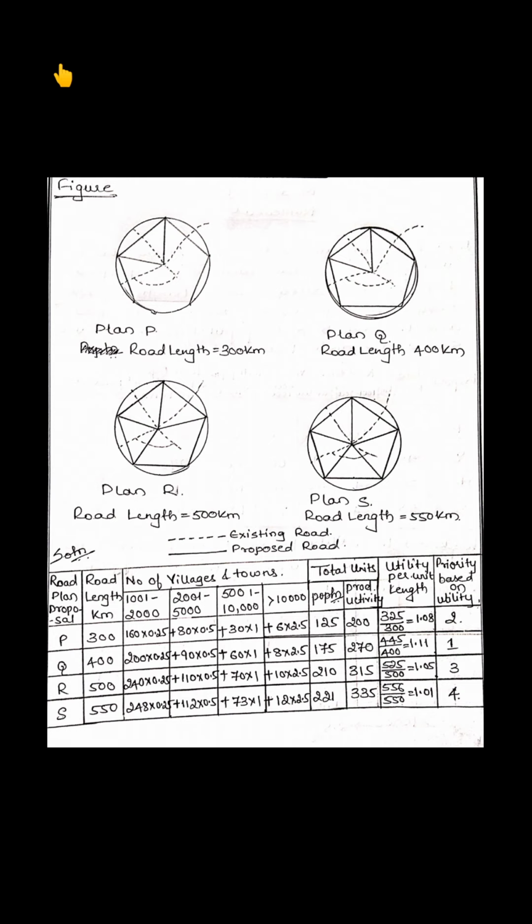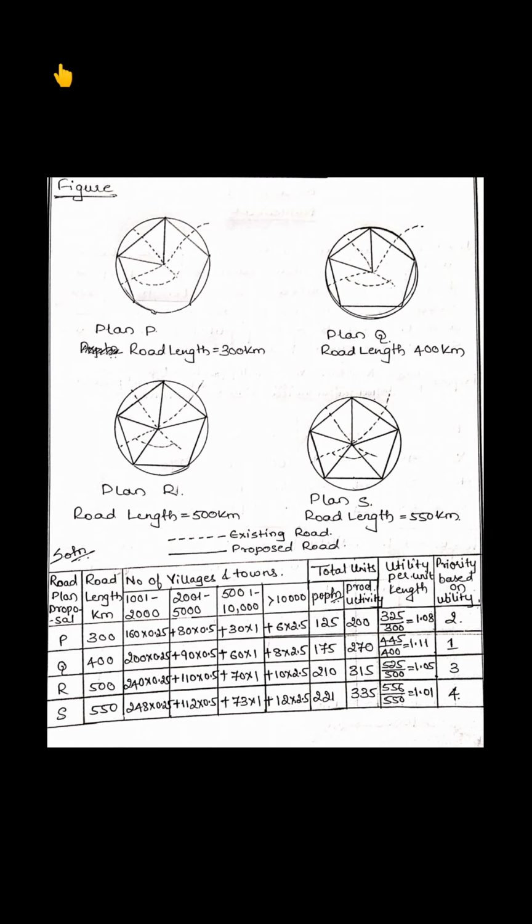Draw the same table as the data you have here. The first column is the proposed road plan proposals P, Q, R, S. The second is the road length: for P it is 300, for Q 400, for R 500, for S 550. Then the number of villages and towns within the ranges 1000 to 2000, 2000 to 5000, 5000 to 10,000, and above 10,000.